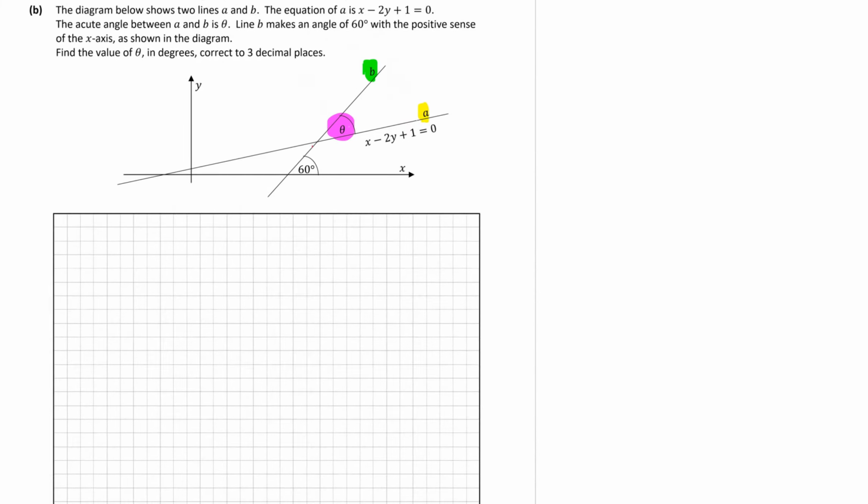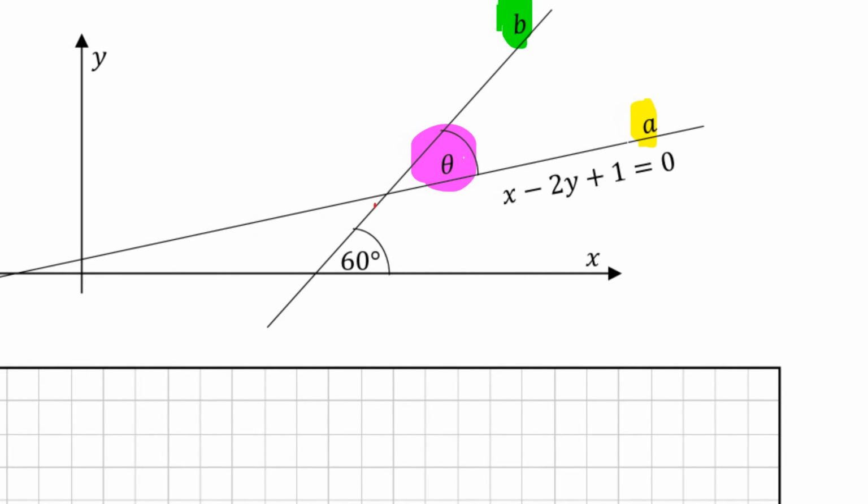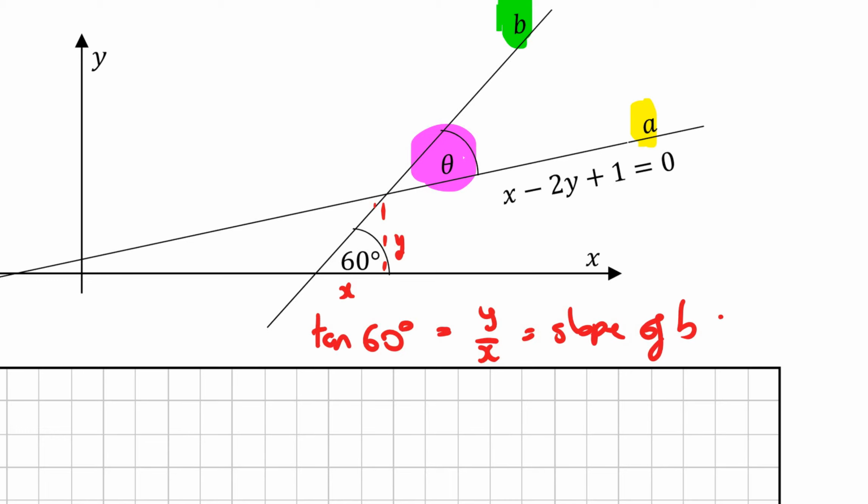If that's B, and I just zoom in, if I make a triangle there, how does y change with respect to x on the line B? Well, the tan of 60 degrees is equal to y over x, which is the slope of b, which is, if I look up tan of 60 degrees, that's root 3, or root 3 over 1. So therefore the slope of b is root 3.